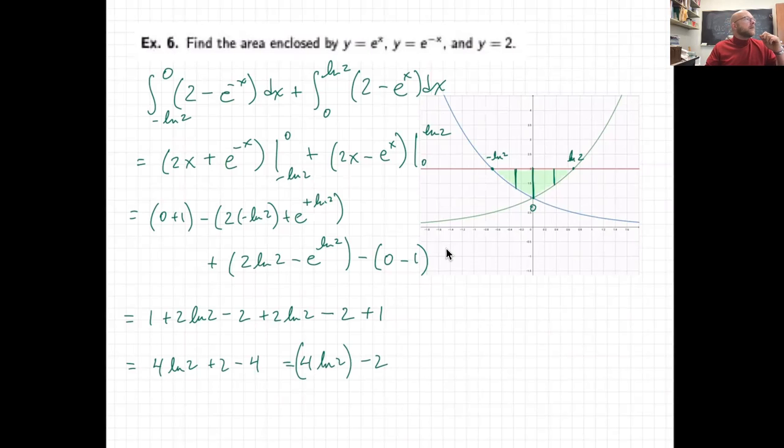And I believe that's what we ended up with. Yeah, that's what I ended up with when I did it the other way. All right. So hopefully all are good with that.